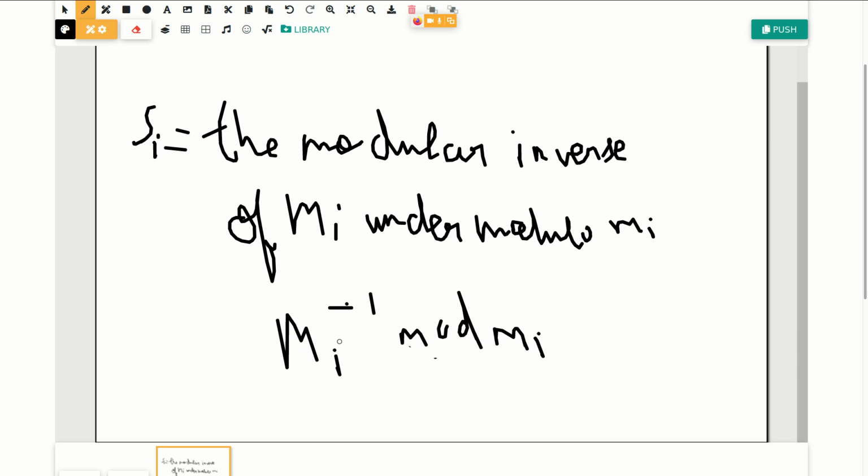Here it's multiplicative inverse, right? Multiplicative inverse is in normal arithmetic. In modular arithmetic, the modular inverse of a number is exactly like the multiplicative inverse. So if you multiply this with mi, the value which we will get under mod mi would be 1.